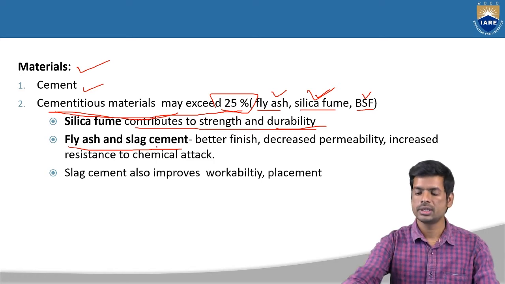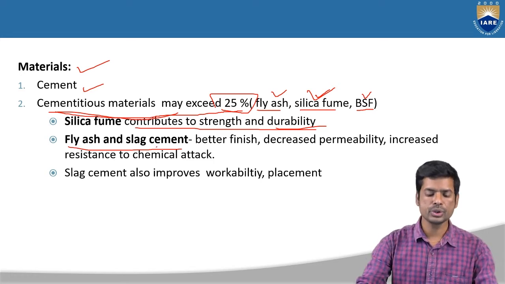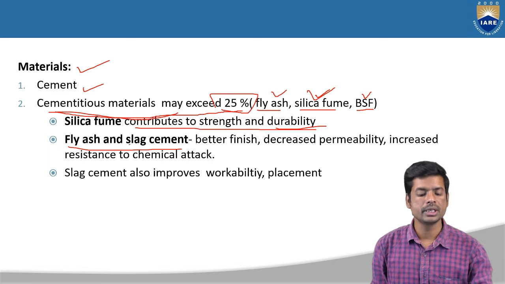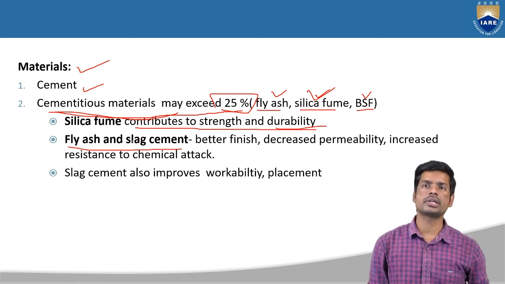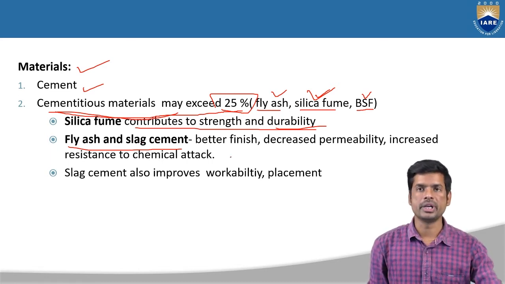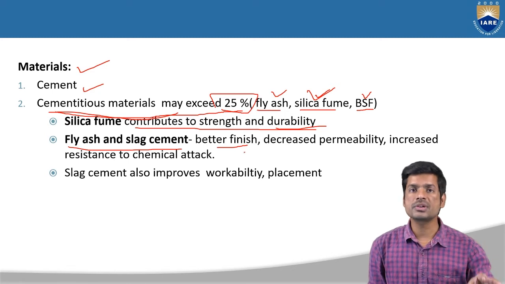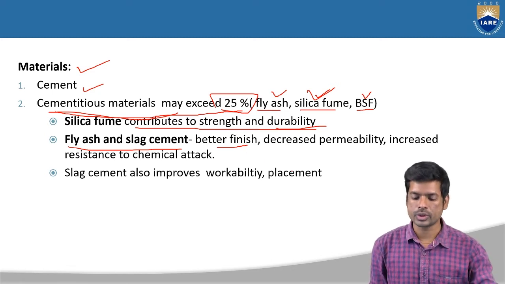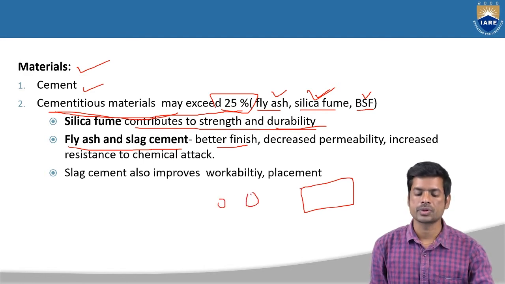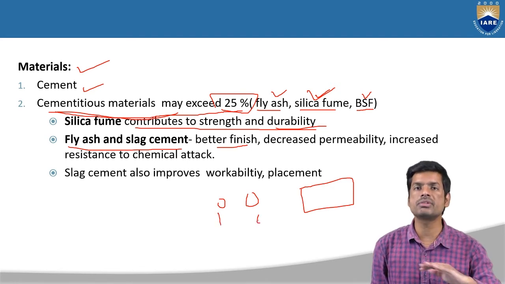Okay, fly ash and slag cement are also used in high performance concrete. If you use fly ash and slag cement, what is the benefit? If you use fly ash, the finishing will be better, because of the fineness of the fly ash. When you compare the fineness of cement particles and fly ash particles, fly ash particles are very fine compared to cement, so the finishing will be better than with cement particles.